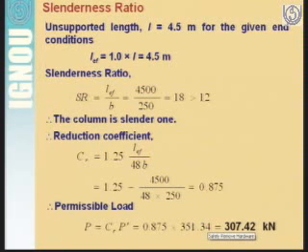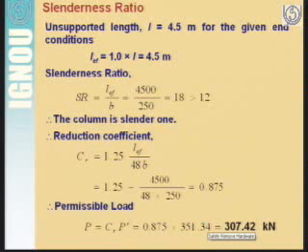The slenderness ratio you can calculate as effective length divided by least lateral dimension. The least lateral dimension here, both sides are 250, so B will be 250. So here we calculated the slenderness ratio as 18, which is more than 12. You know that if the slenderness ratio is more than 12, the column is slender.